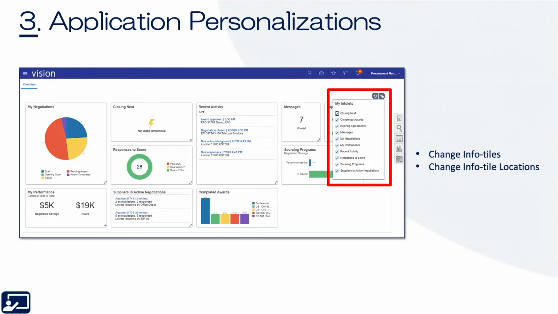Topic number 3, application personalizations. As you can see here, here's another place, based on an overview page at a transaction homepage level, where you can choose different infolets, again based on your role, to display on your homepage.